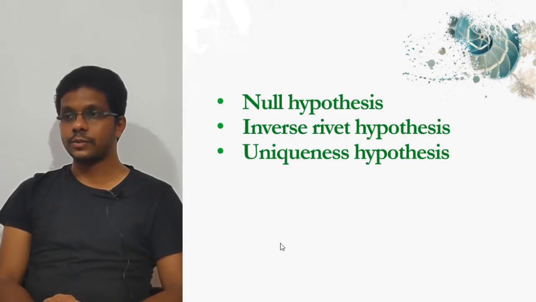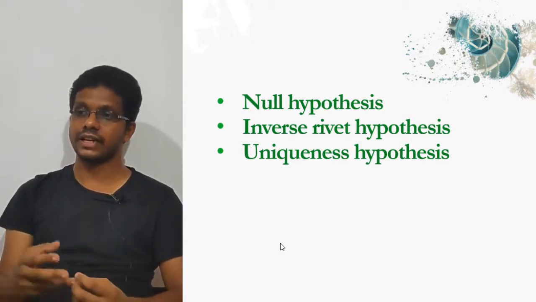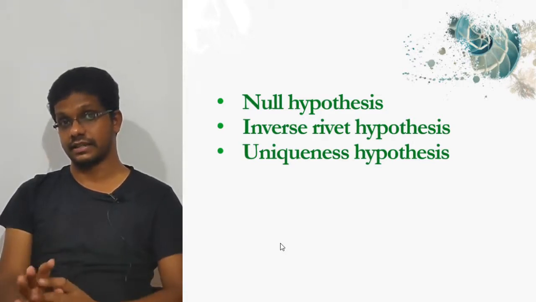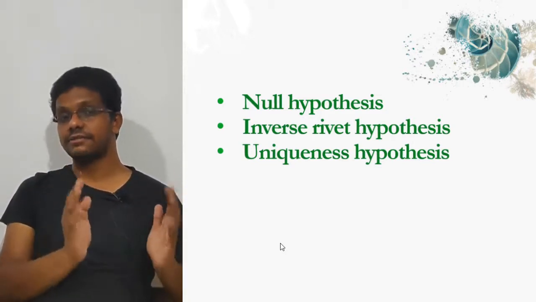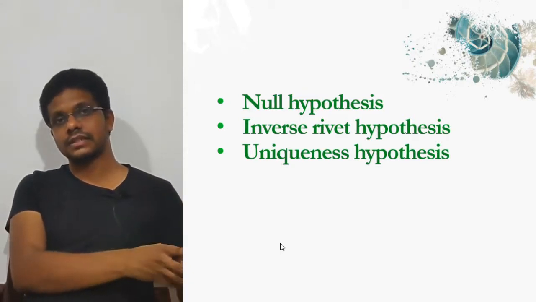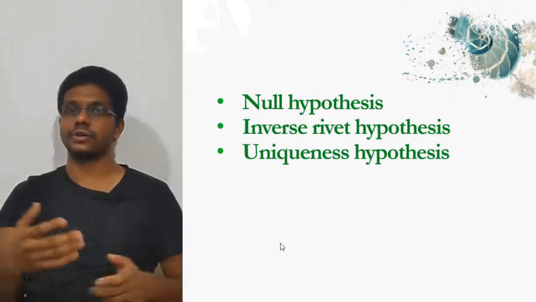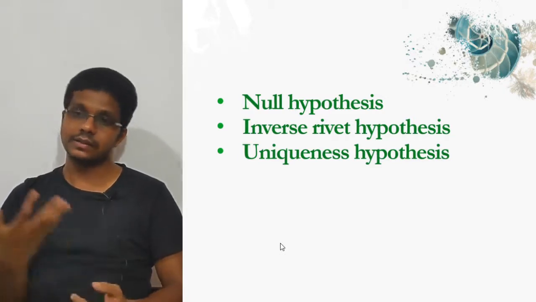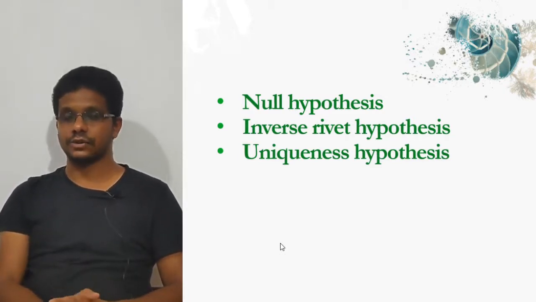And another one is the unique hypothesis. It says when a species is lost, a particular function of that ecological system is also largely eliminated. So it says that every individual species has a great role. If we lose one single species, it will definitely have an effect on the ecosystem function, and it basically negatively affects the ecosystem function.